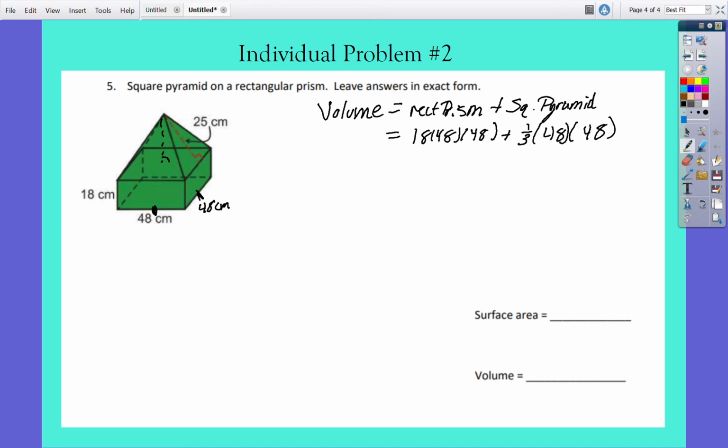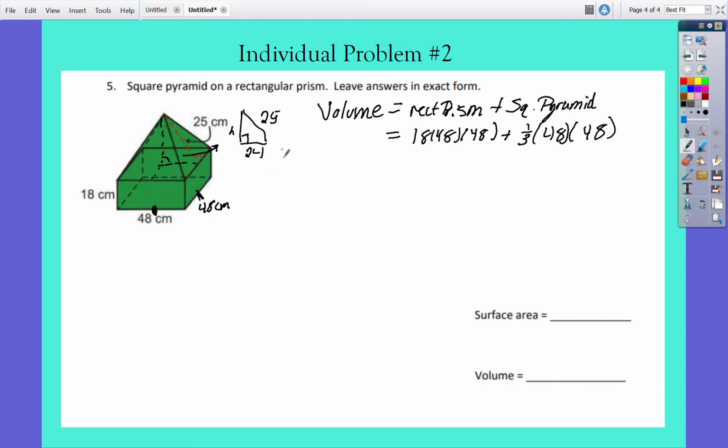And next up, we need the height. Notice we're given the slant height here. That's not what we need for volume, so we need to find this first. Here's what we're going to do. It looks like we have a nice triangle here. I'm going to pull that out. We have 25 as the hypotenuse. Take half of that 48 because it's part of this right here. Half of 48 is 24. And then we're looking for the height.